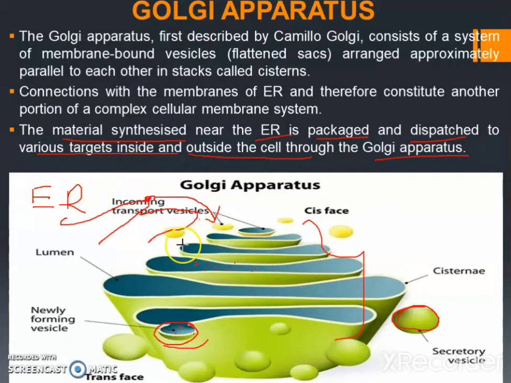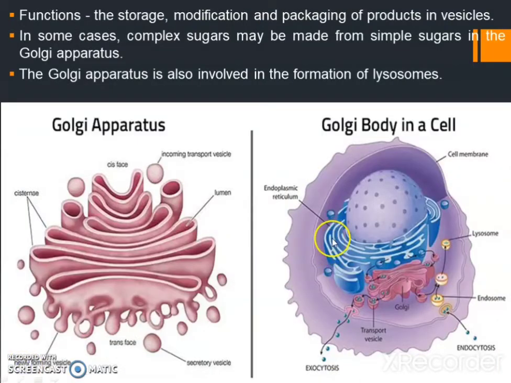They do not produce substances on their own; instead they help in packing and dispatching the substances or materials from the endoplasmic reticulum. Clear, children? Okay, let us learn about the functions of this.